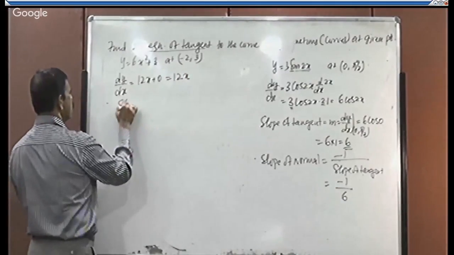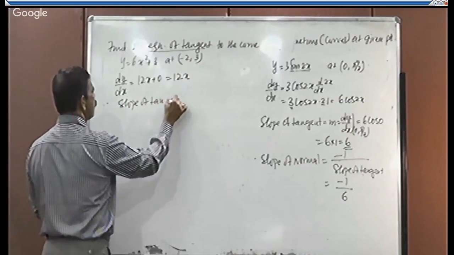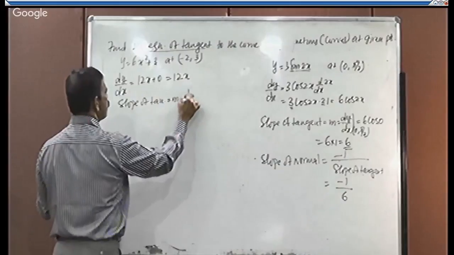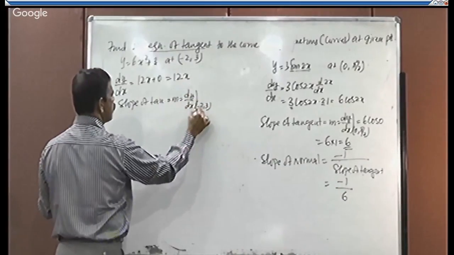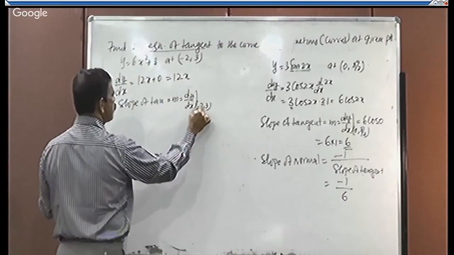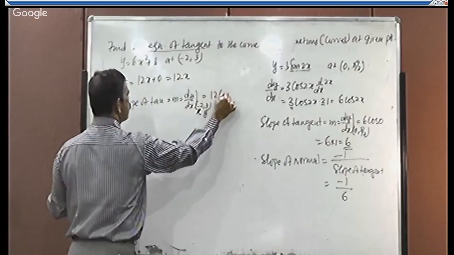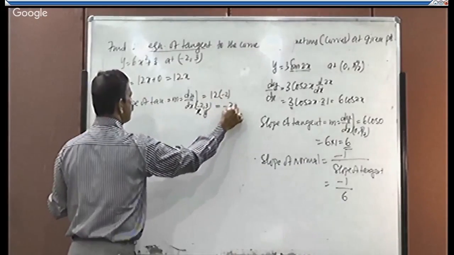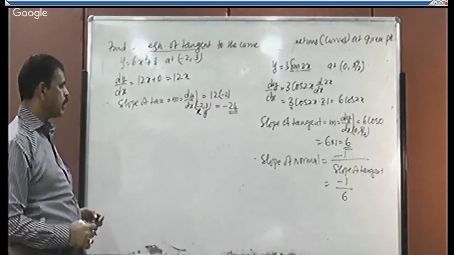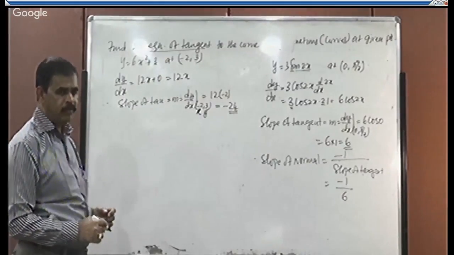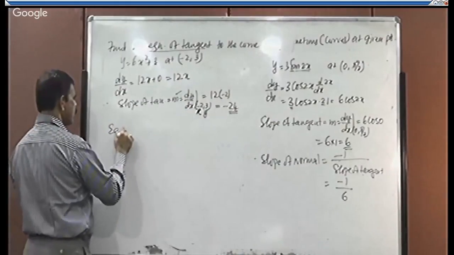Therefore, get the slope of tangent. Slope of tangent is m. m is equal to dy by dx at the given point minus 2 comma 3. This is x, this is y. 12 into minus 2. How much? It is minus 24. 12 into minus 2 is minus 24. Using this, we can get the equation of tangent.